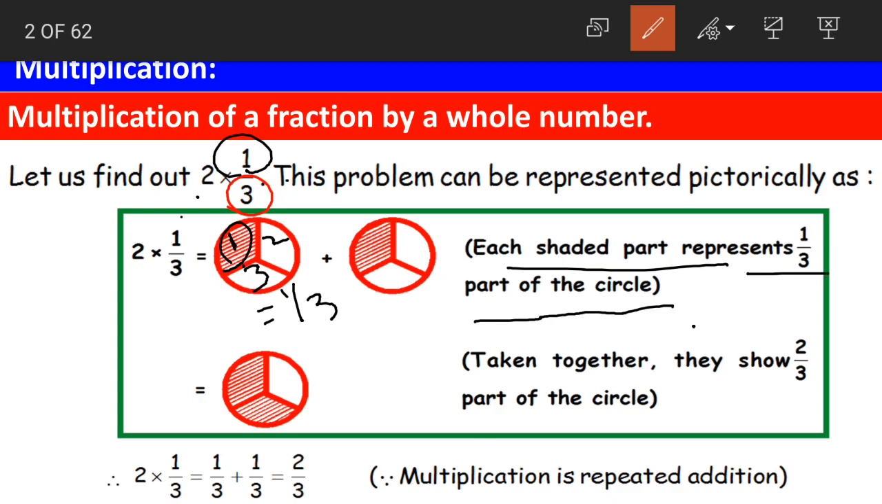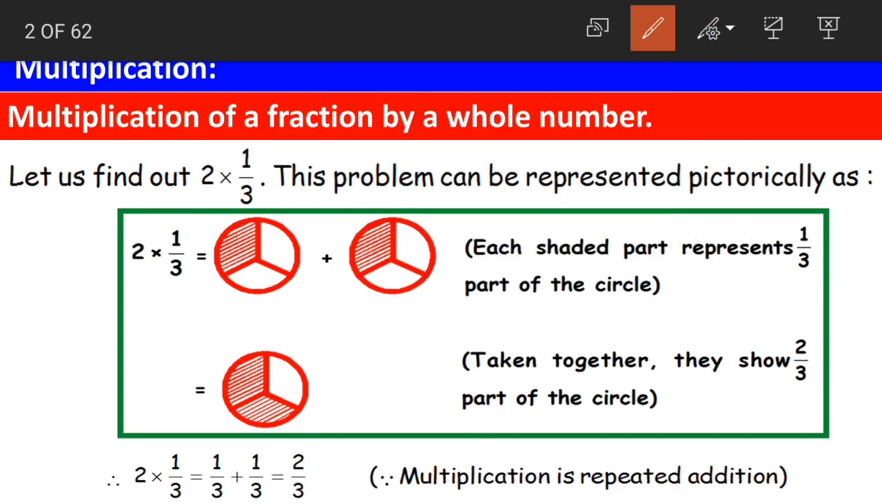Now 2 1 by 3's means 2 circles which are shaded 1 by 3 only. 2 circles which are having only 1/3 of their parts as shaded parts. Yes. Why this? Because multiplication is nothing but repeated addition.